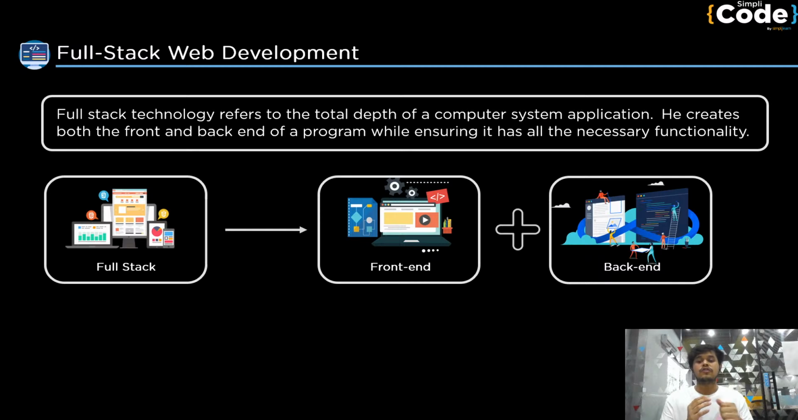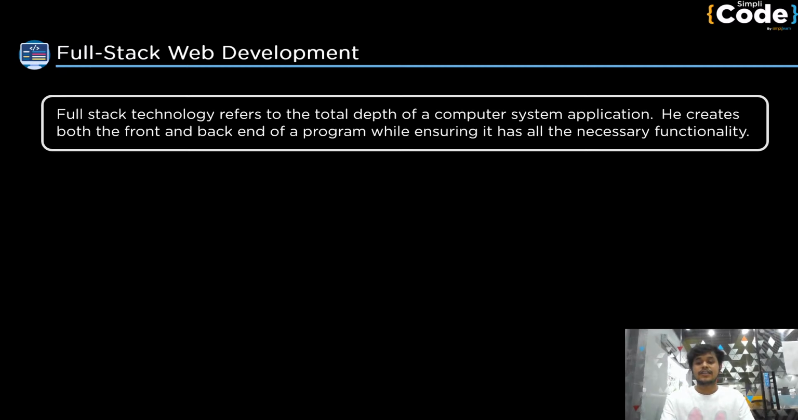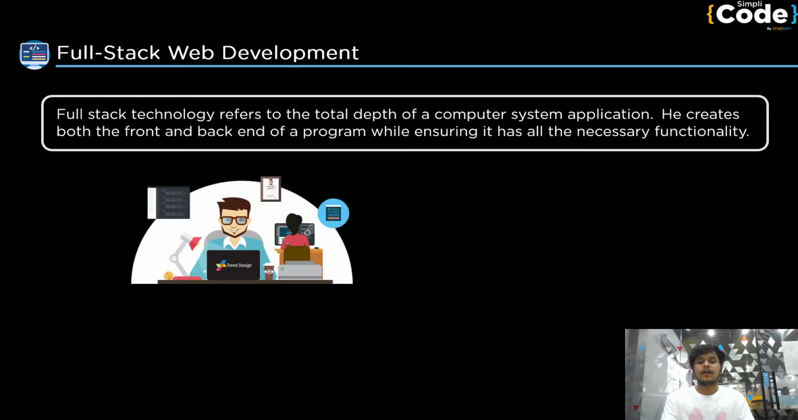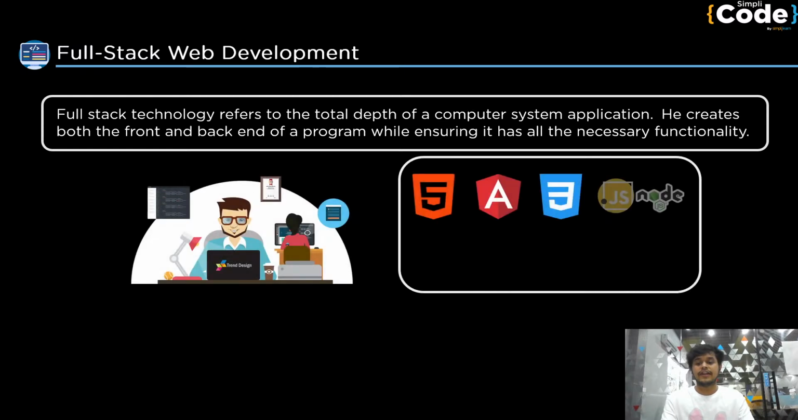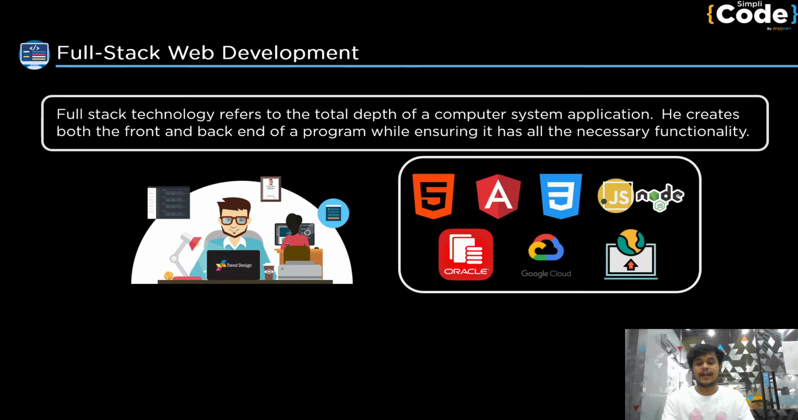He creates both the front end and the back end of a program while ensuring it has all the necessary functionality. There is no special technology related to full stack development. A full stack developer should know about every technology we come across in front end and back end web development. There is no shortcut for this. You should know technologies like HTML, CSS, JavaScript, followed by any framework, and backend technologies like Node.js, PHP, and many more. Additionally, a full stack web developer should know databases, APIs, and almost everything.